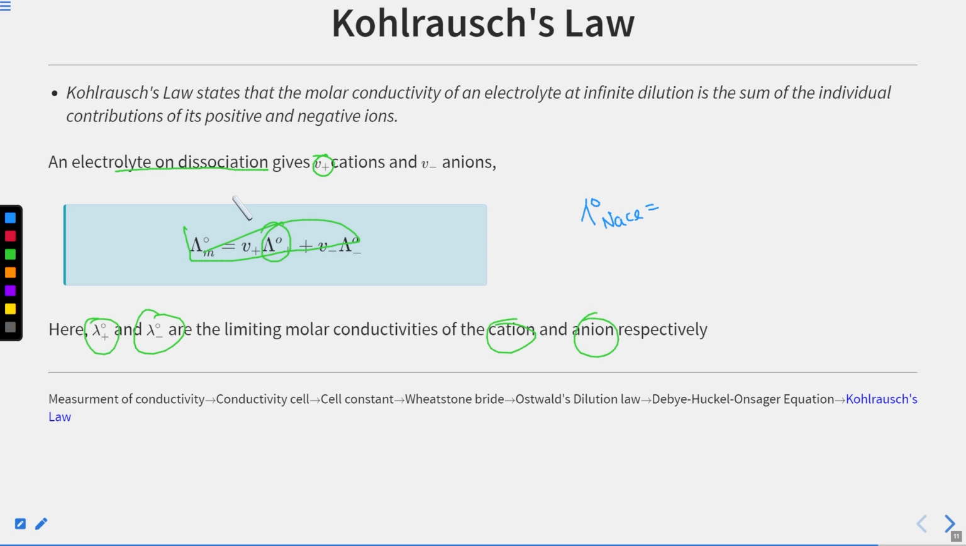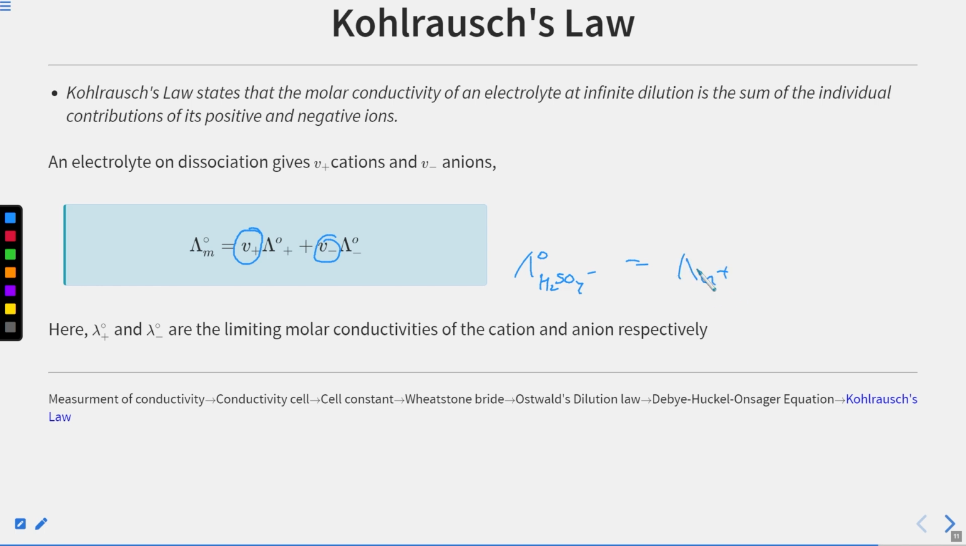Now students make mistakes here. They forget to multiply by the stoichiometric coefficient. So do multiply it with this. I have given an example right now. Suppose you have H2SO4. So you will write it as lambda of H plus multiplied by this, it is also not, and SO4 2 minus.